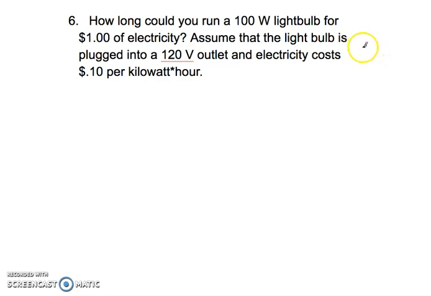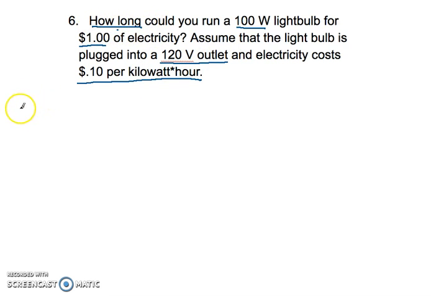Okay, so we'll go through this. It's asking, how long could you run a 100-watt light bulb for $1 worth of electricity? Assume that the light bulb is plugged into a 120-volt outlet and electricity costs 10 cents per kilowatt-hour. So let's think about this. What are we looking for ultimately? It's asking how long could you run the light bulb for.